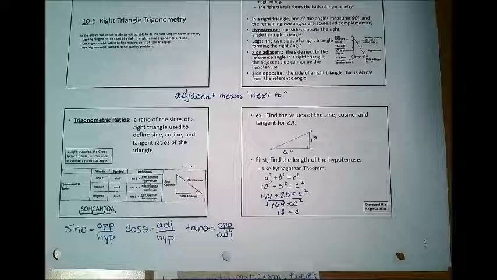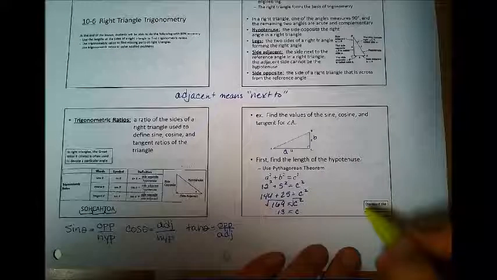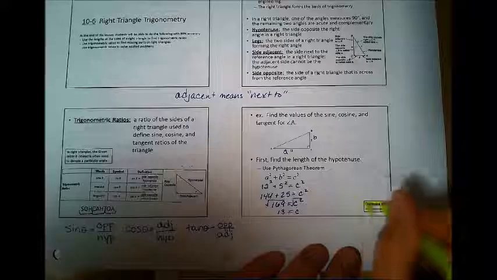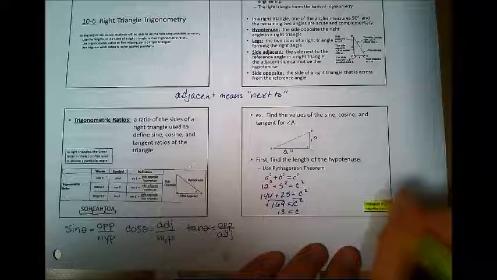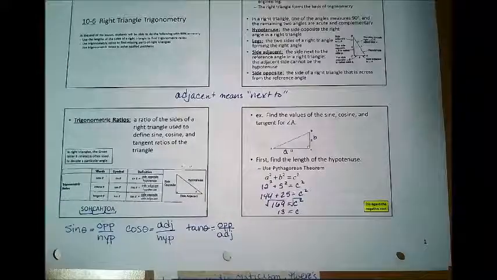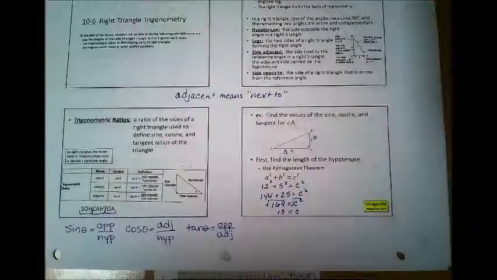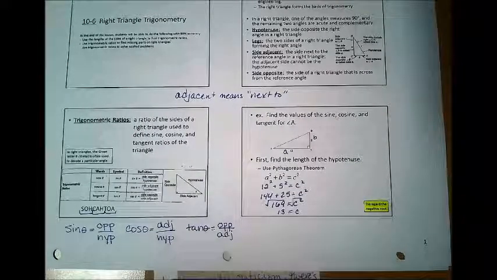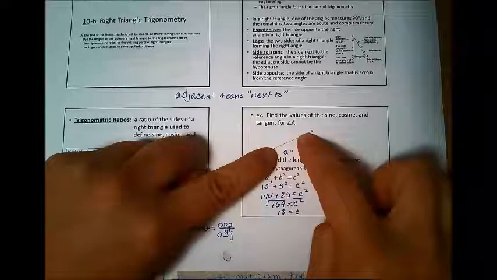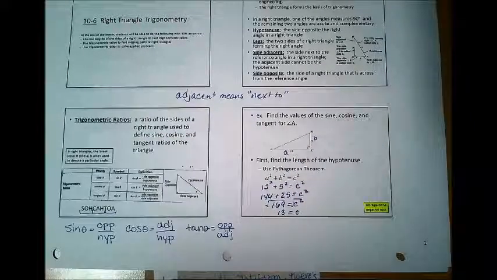It's important, and I just happen to have a highlighter on me, to disregard the negative root. When you take the square root of 169, you get 13 and negative 13, but the distance of this length can never be negative, so ignore the negative. Okay?